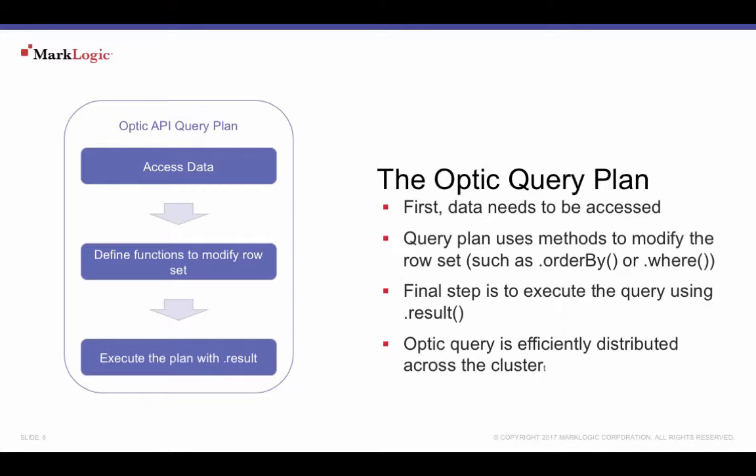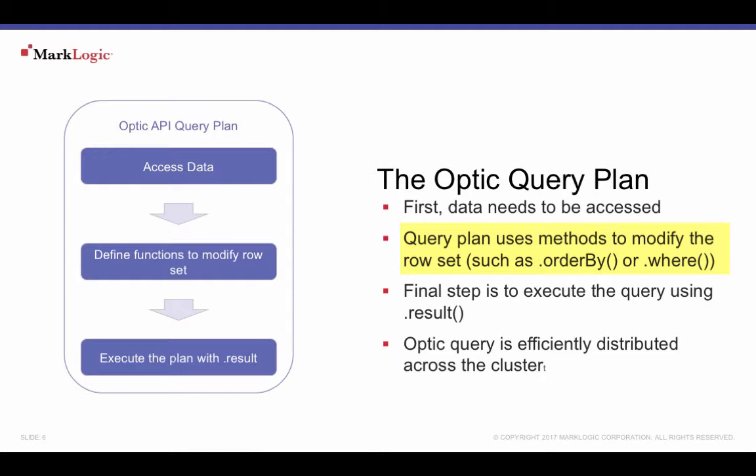The plan definition consists of operations on a row set. These operations fall into the following categories. Accessing data. First, data needs to be accessed using one of the lenses available to the Optic API, such as row views, semantic triple views, and lexicon views for range indexes. Row set modification. A plan can filter with where, order by, group things, and also project with select and limit a row set to yield a modified row set.